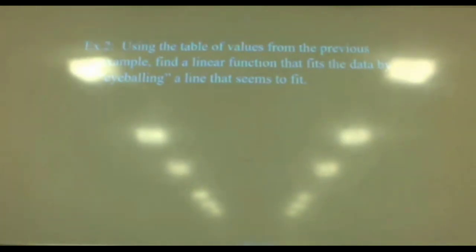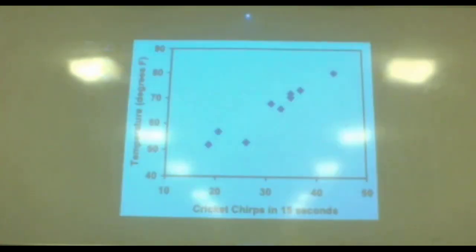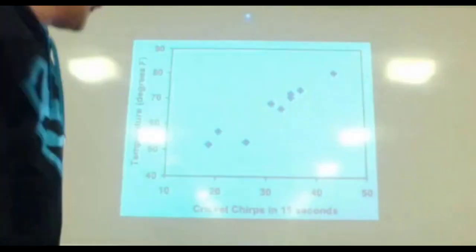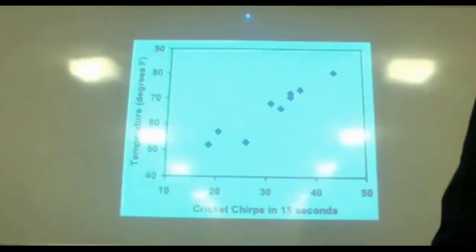So using the table of values from the previous example, we're going to find a linear function that fits the data by eyeballing a line that seems to fit. So here's our data. And when we say eyeballing, it means we're just going to try and draw a line.